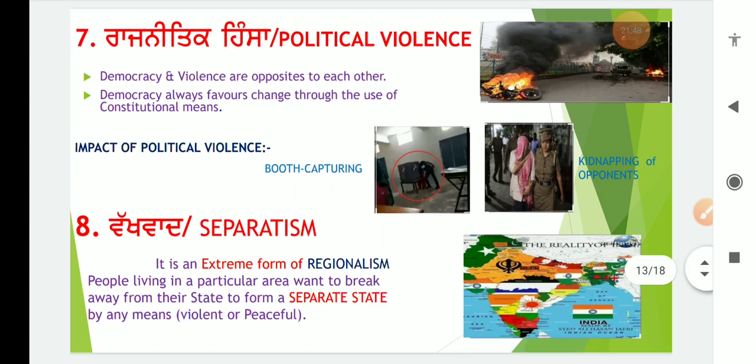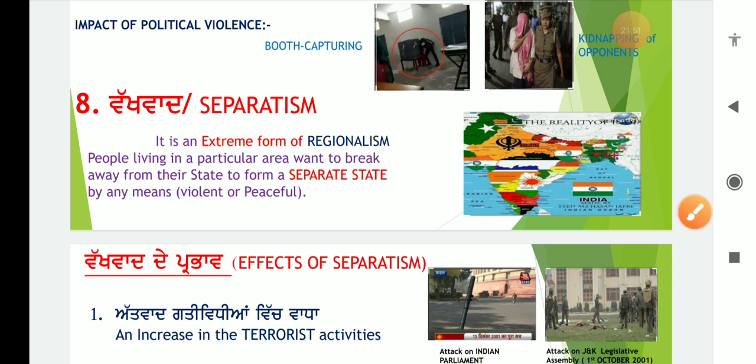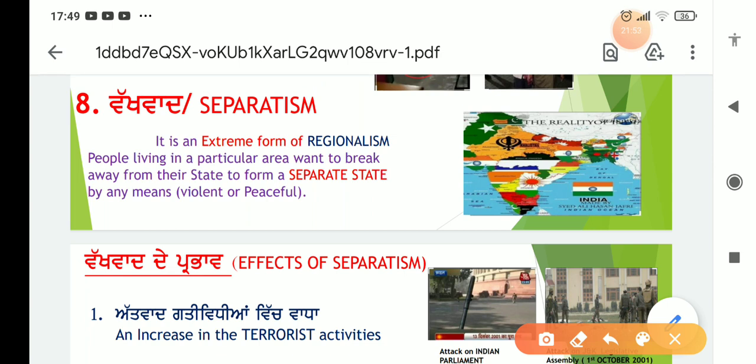The next point is separatism. Separatism is an extreme form of regionalism. Separatism is basically to get separated from the nation, from the country. For example, Pakistan was made a separate country. It was because Muslim leaders, and Hindu leaders also at that time, demanded separate nations for themselves. And in the present context, we see Kashmir, where there was a separatist movement, right?